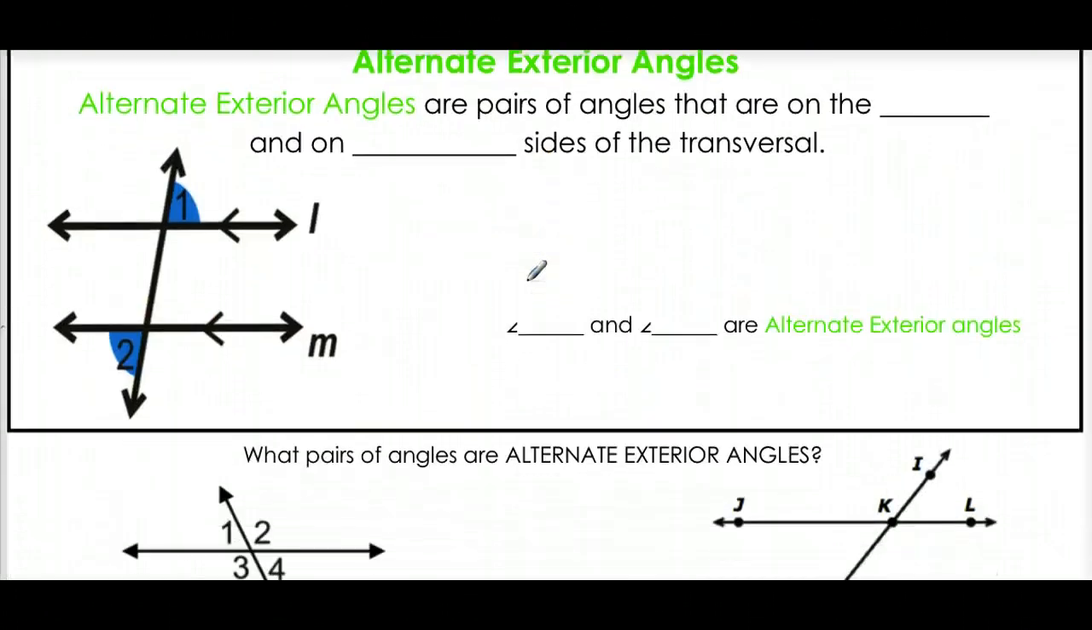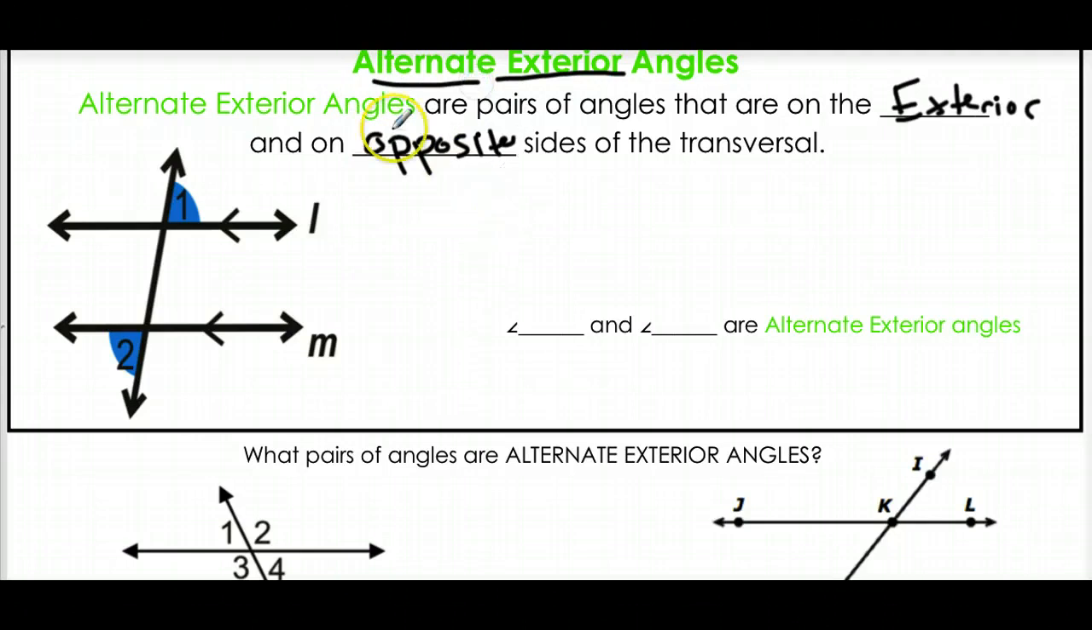Let's talk about alternate exterior angles. I'm hoping you can guess what I'm about to say, but let's see. Alternate exterior angles are a pair of angles that are on the, what do you think? Right, exterior. They're on the exterior and on opposite sides again of the transversal. How do we know opposite sides? That word alternate. That means opposite.